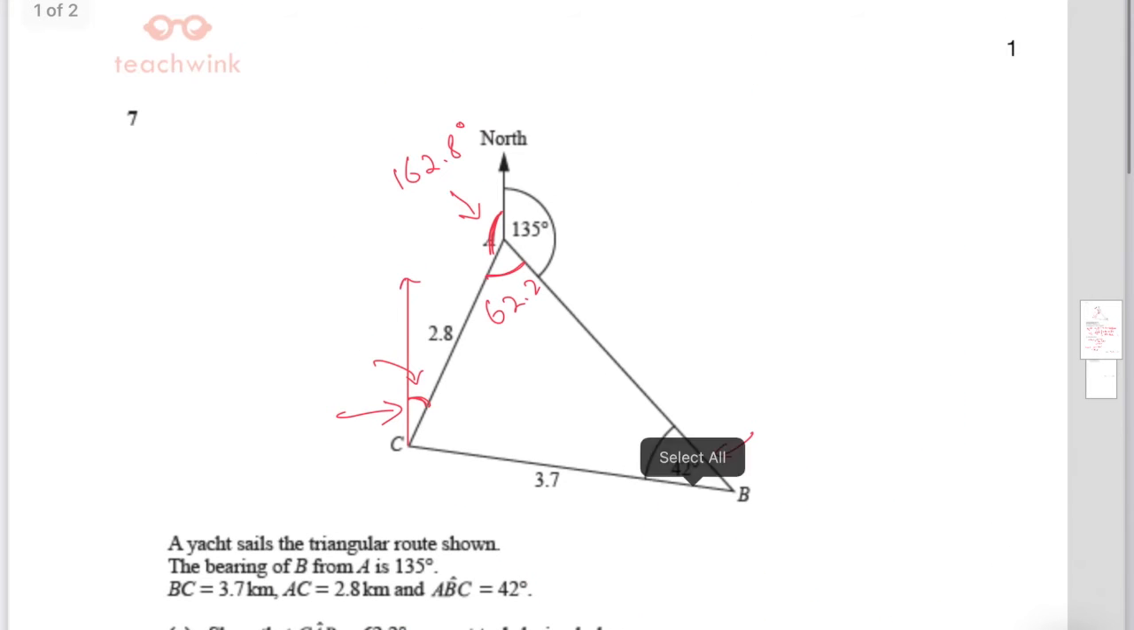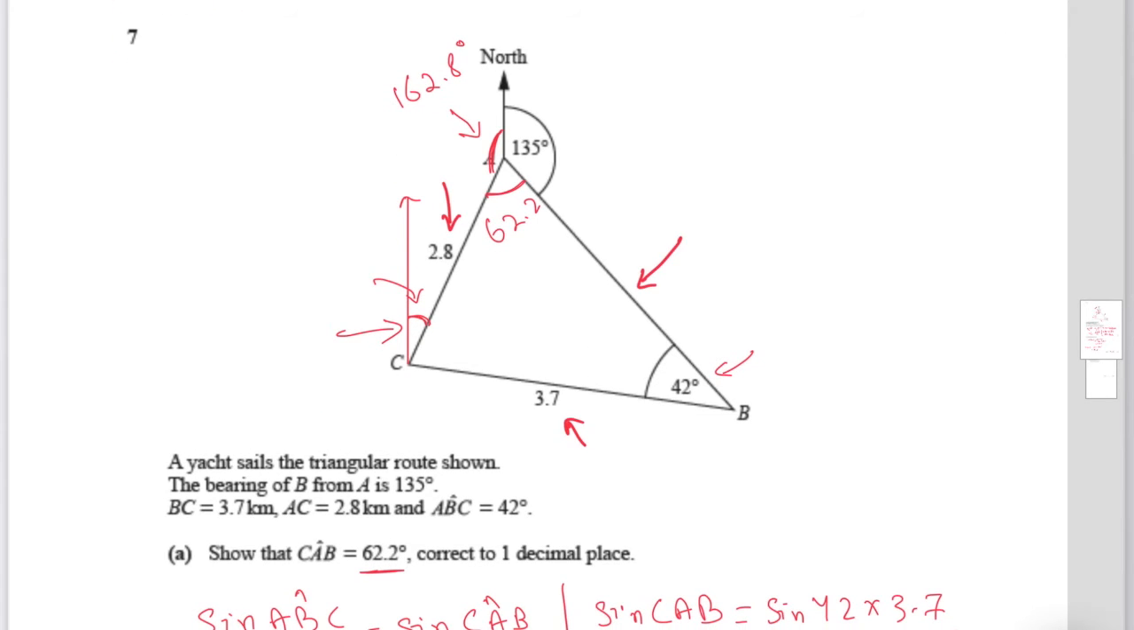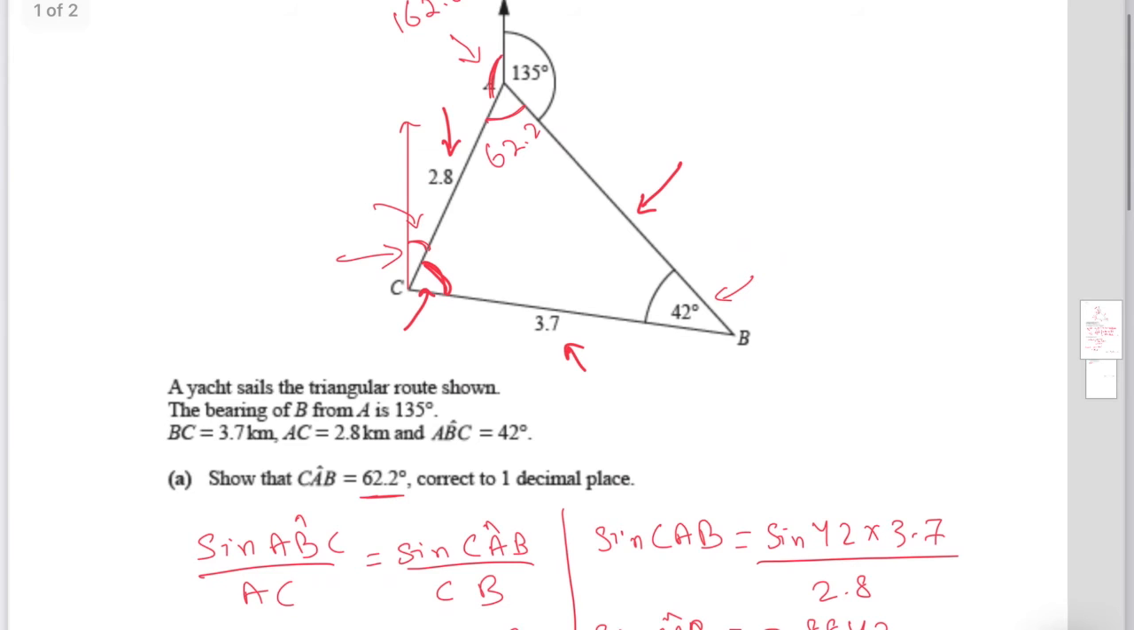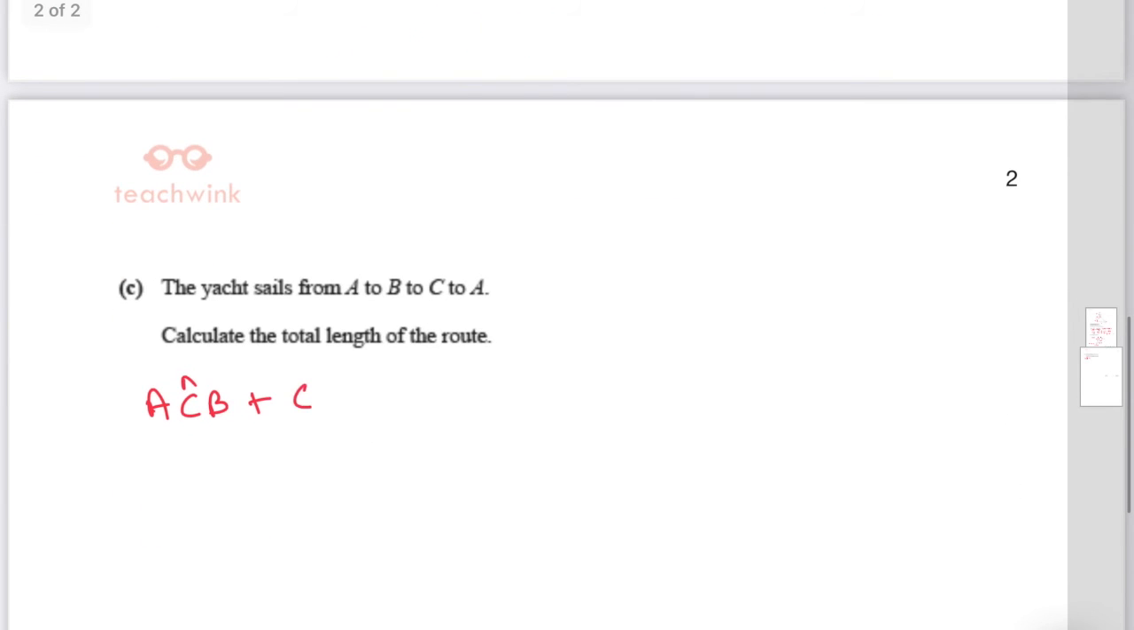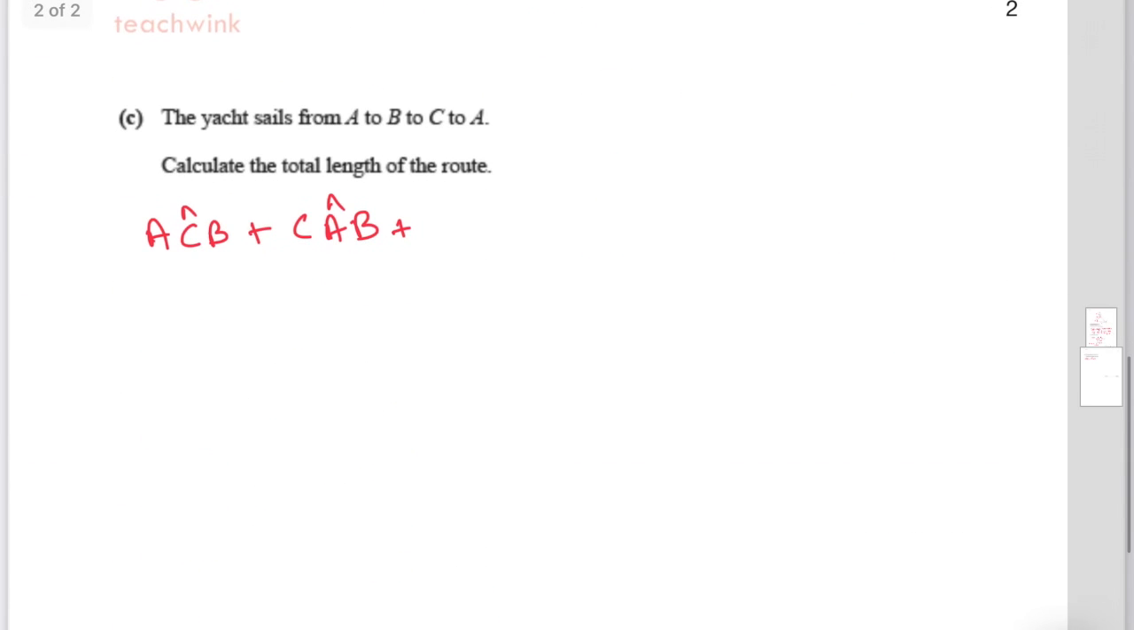The next part of the question says, the yard sails from A to B to C to A. Calculate the total length of the route. So we know this length right here, we know this length right here, but we don't know what this length is. So how do we find that? First we need this angle. Let's call this angle ACB. So angle ACB plus angle CAB plus angle ABC should be equal to 180 degrees.